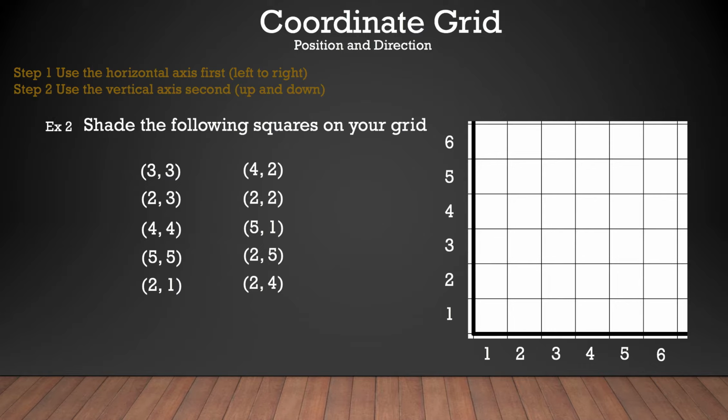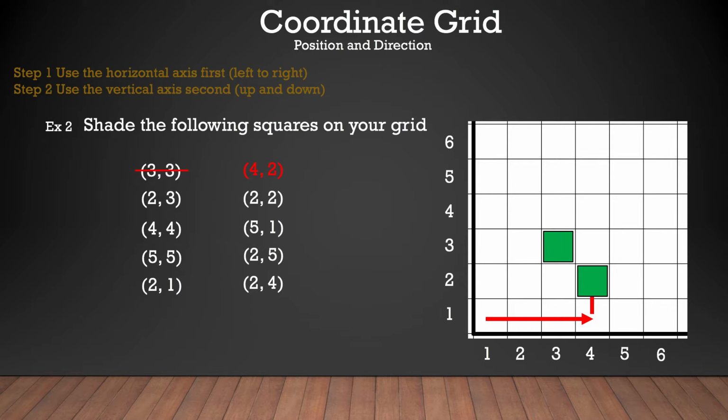Let's take a look at the first one, which is 3, 3. Once again, remember, use the horizontal axis first, left to right. So we're going to move 3 squares to the right. Now we go 3 squares up, and we color that in. So we're done with that. Now the next one, which is 4, 2. We're going to go 4 squares to the right and 2 up.